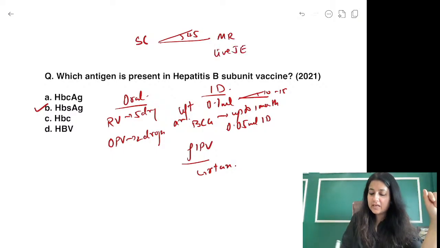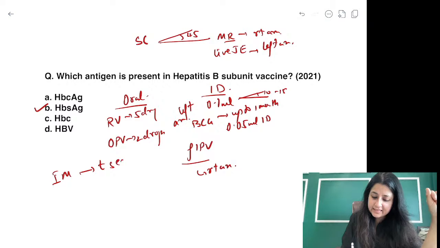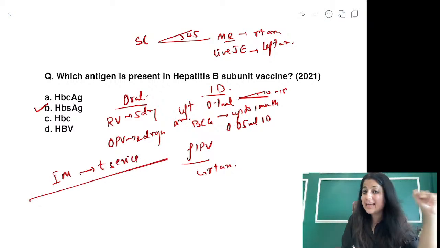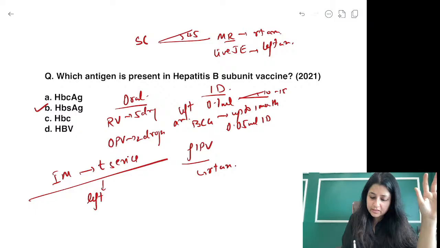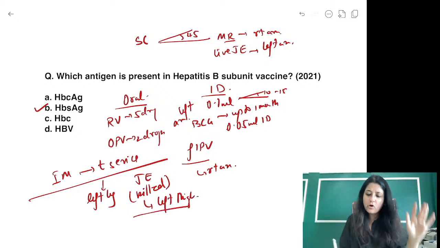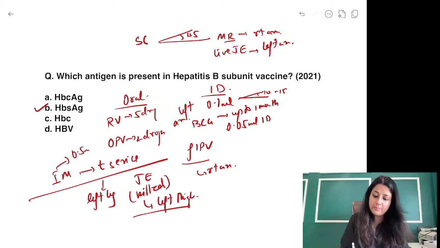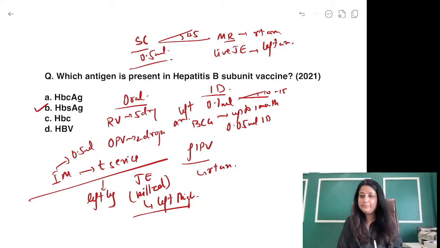Okay, live JE. Remember MR with R, right upper arm. Live JE left upper arm. Rest all, guys, will be IM, the T series vaccines. You give them by the IM route at 90 degrees. Hepatitis B and everything will be given on the left leg. But in case they ask you where do you give JE killed, which is now preferred, it is given on the left thigh. 0.5. The dose in IM is always 0.5, the dose in subcutaneous is always 0.5.